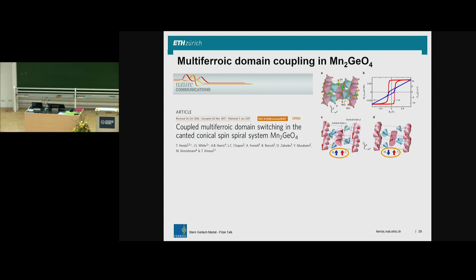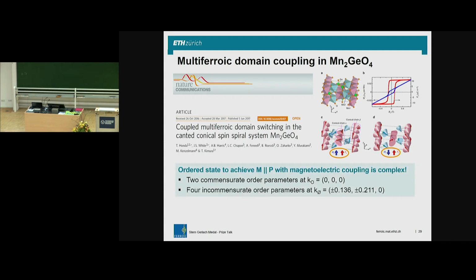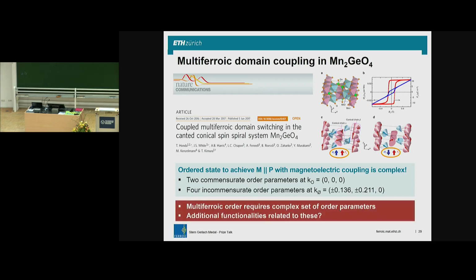But if you tune it to that degree, so polarization and magnetization parallel and switchable, then you need a lot of order parameters to get that. I mean, it has to be complicated in order to fulfill all these functionalities. So in fact, you have 2 commensurate and 4 incommensurate order parameters that make this work. And then the question is, if you have so many building blocks, so many order parameters, you can possibly do other things than just magnetoelectric switching. Like tangram, you can assemble 7 pieces into many different shapes. And we wondered, are there any such functionalities that go beyond the mere magnetoelectric coupling?